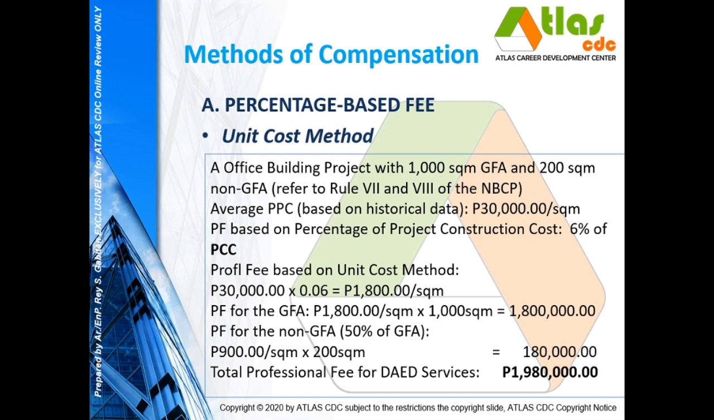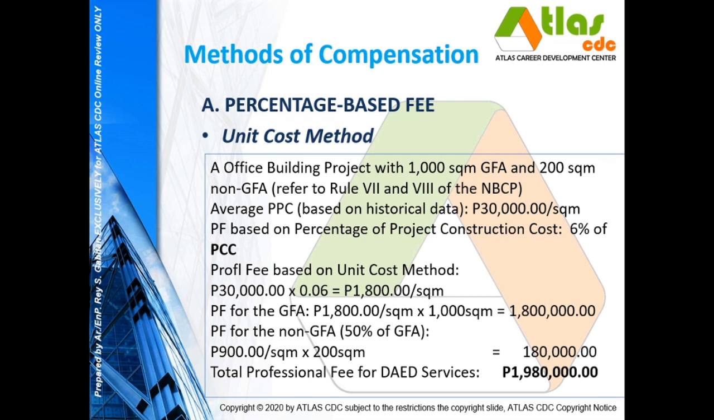Now, for the non-GFA, since this will not entail so much architectural detailing, your fee can be half of your fee for the GFA area. So 50% of 1,800 is 900 pesos per square meter.